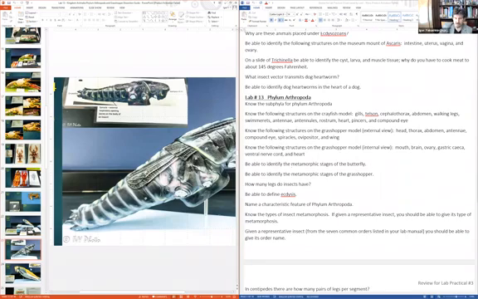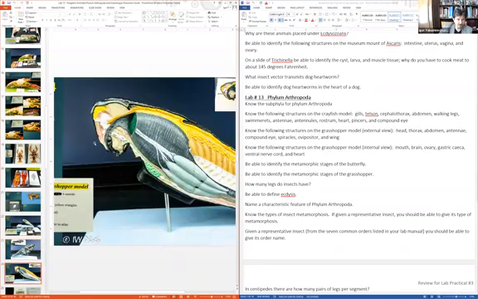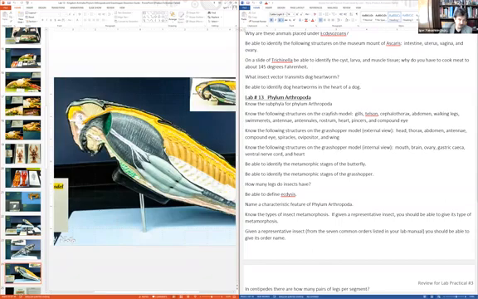Knowing the structures on a grasshopper, internal view. So what we're looking at: head, mouth, the nervous system, the brain, now the ventral nerve cord right there. Then we're looking at the digestive system and those finger-like projections. This is the gastric ceca. And that would be the ovaries with the eggs.